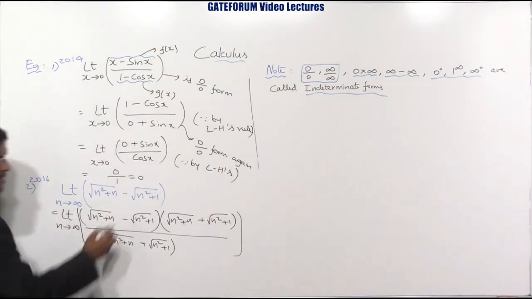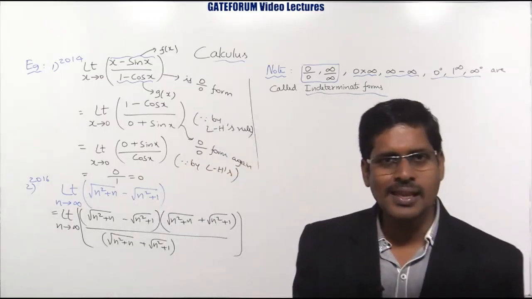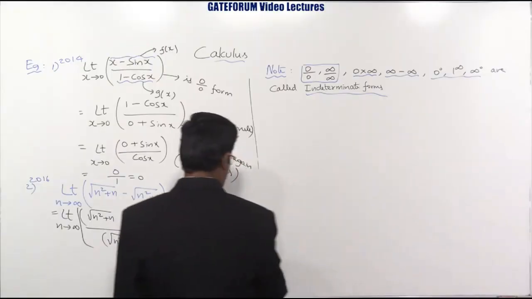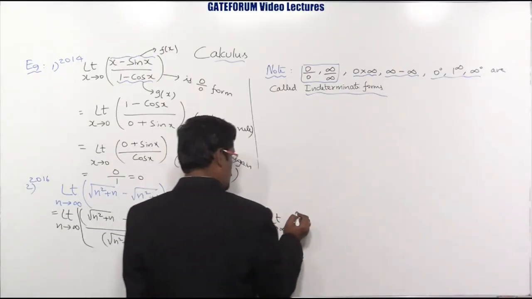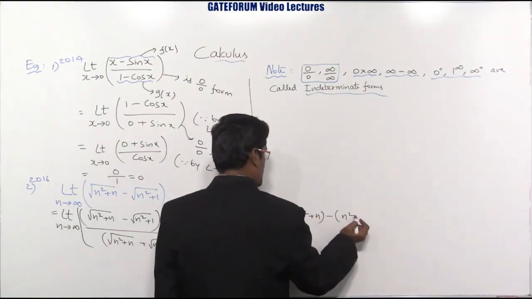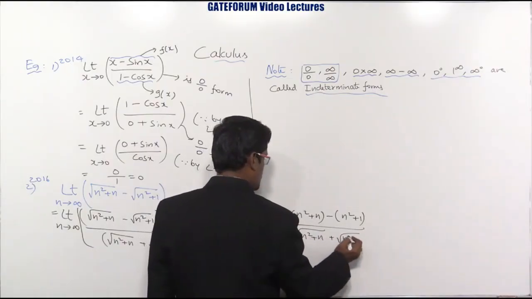Now, the numerator looks like (a plus b) into (a minus b). What is the answer? a square minus b square. The square and square root got cancelled. So this simplifies to limit n tends to infinity, (n square plus n) minus (n square plus 1), divided by root over n square plus n plus root over n square plus 1.